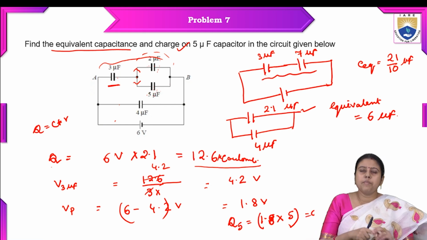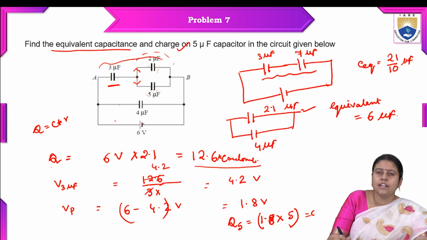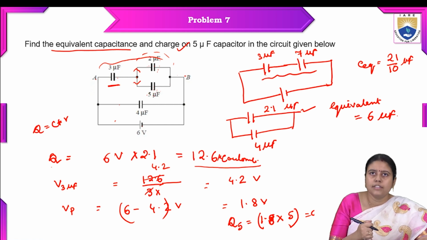So what are the steps? First step is these 3 lines are in parallel. So the voltage across this AB is 6 volt. What can we do here? We know the equivalent resistance.